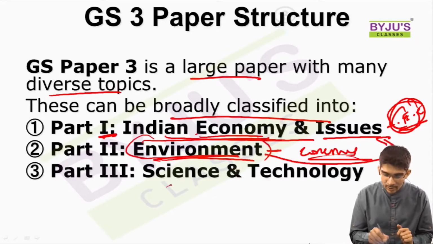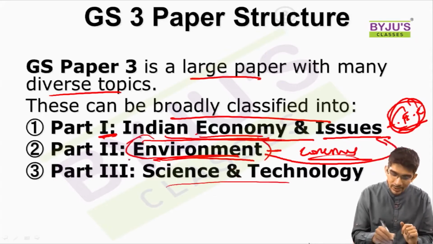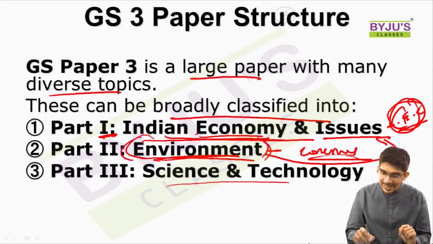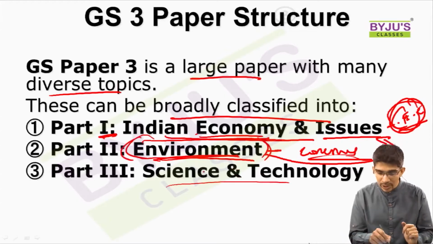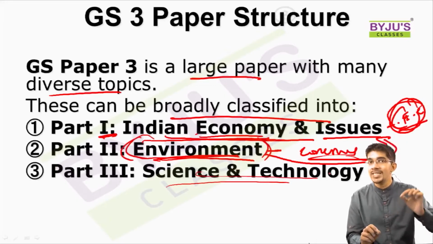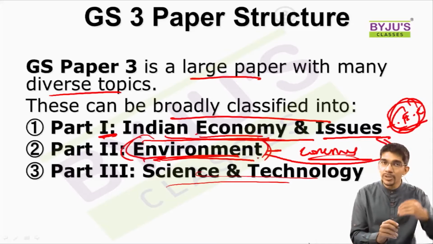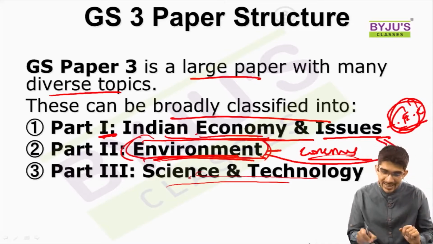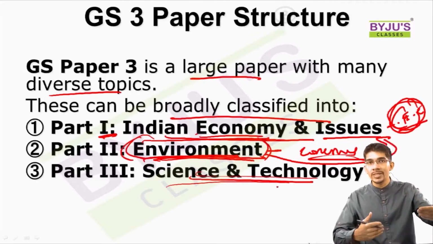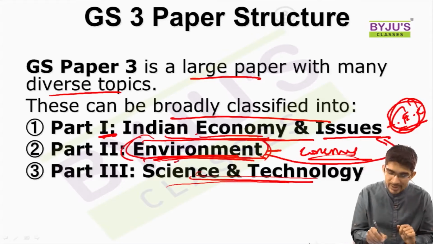Then comes science and technology. If you want to overcome some of the limitations imposed by environment and still achieve growth, how do you do that? You invest in science and technology, and science is what will help us push the frontiers that is there. Environment poses certain limits to growth, but science and technology can help us overcome some of those limits or help us do it in a sustainable fashion.